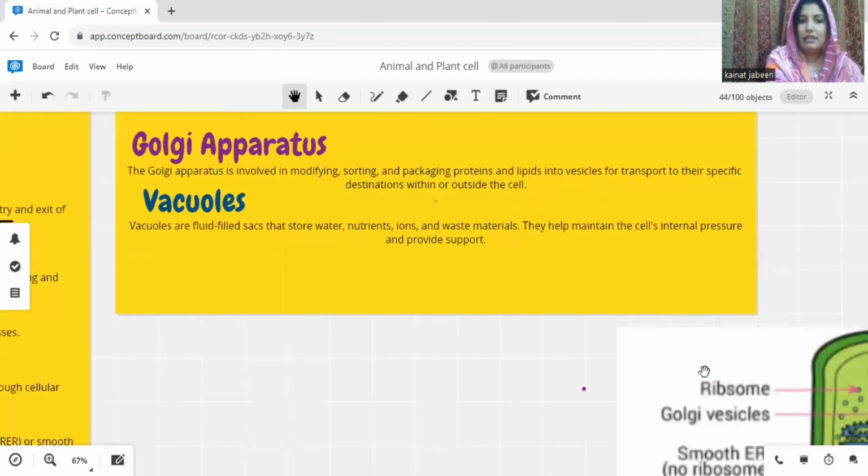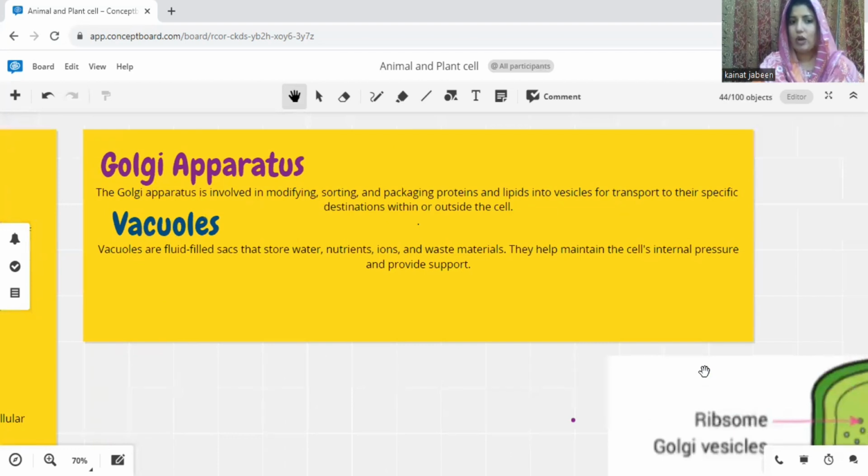The next part is the Golgi apparatus. The Golgi apparatus is involved in modifying, storing, and packing proteins and lipids into vesicles for transport to their specific destination within or outside the cells. So when the endoplasmic reticulum, in the presence of ribosomes, prepares the proteins, the Golgi apparatus is going to first modify and sort them, then pack them, and then move them to the specific place where they are needed.